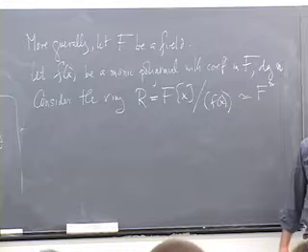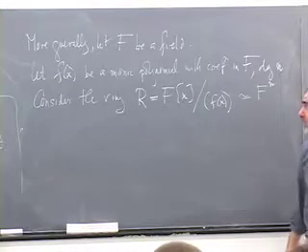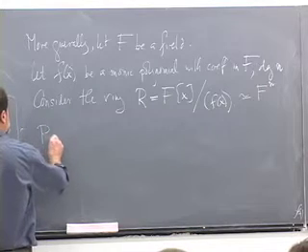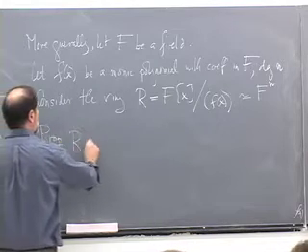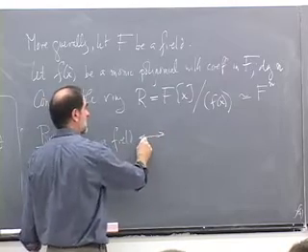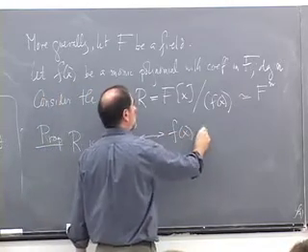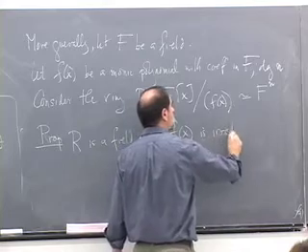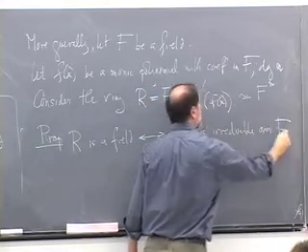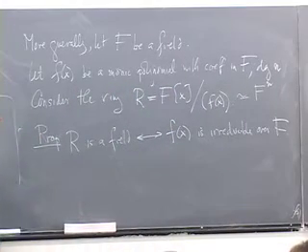When is every non-zero element in it invertible? And the proposition is, R is a field if and only if f of x is irreducible over the field F. Is that what you were after?